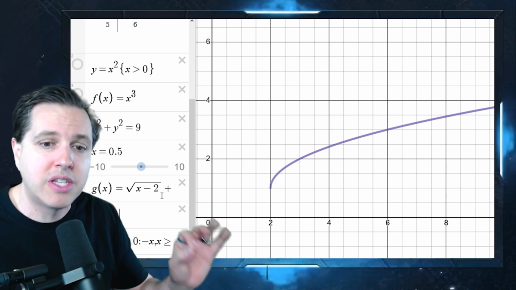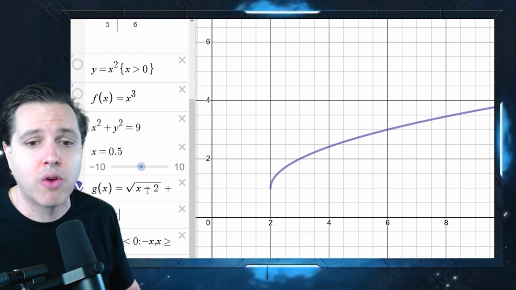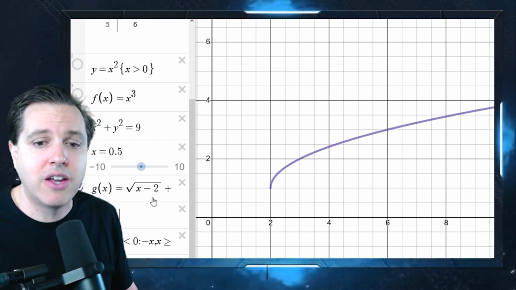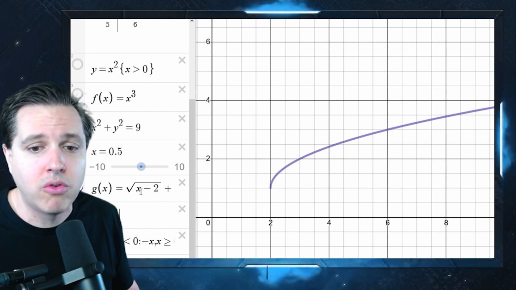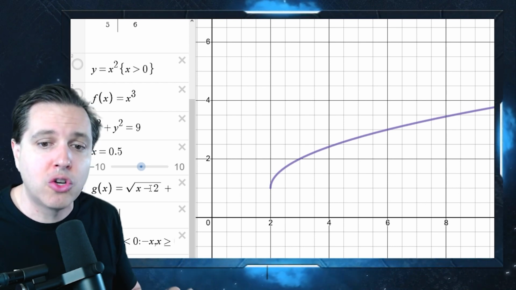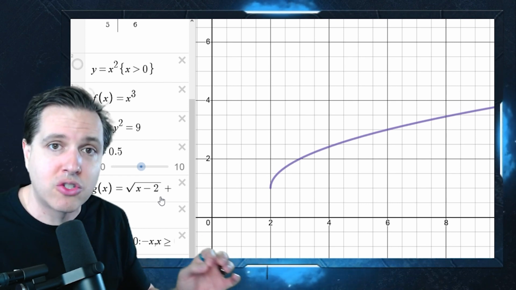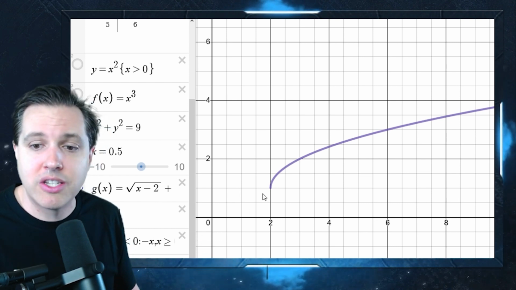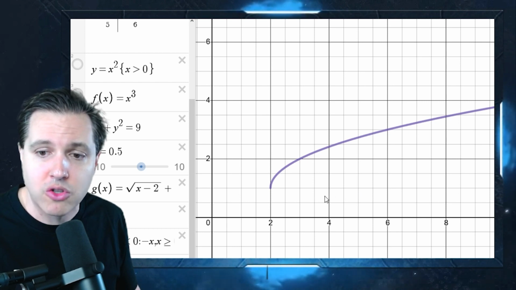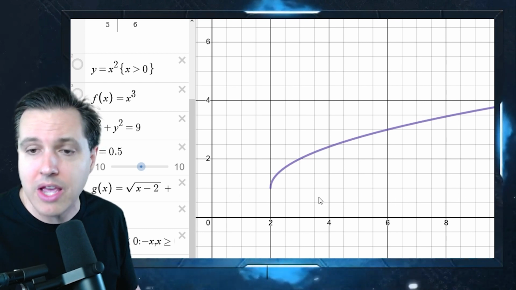So for right now, when you see a function involving a square root, just remember, well, everything in here has to be greater than or equal to 0. So if you set x minus 2 greater than or equal to 0 and solve it, what do you get? You get x is greater than or equal to 2, which is exactly what we just said the domain was over here. Values that are 2 and bigger.